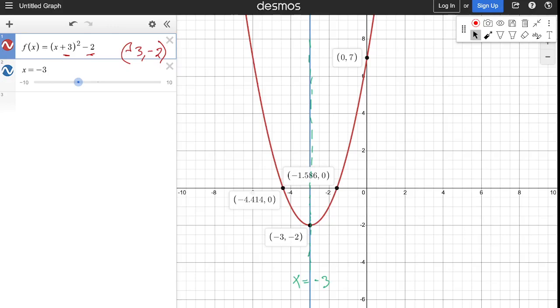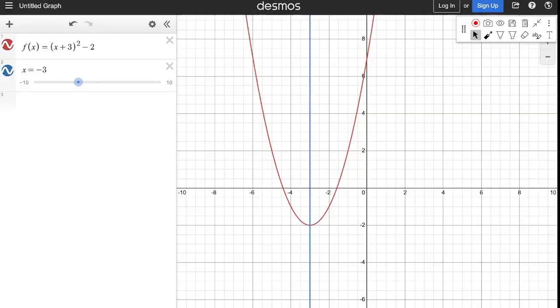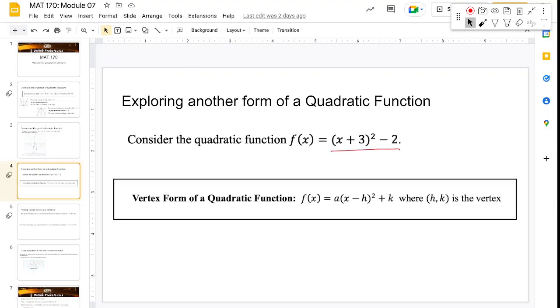So I call these four of the important points, because if we know each of these 4 points, we know a lot about this parabola. We can answer many questions, not necessarily all of the questions, but quite a few of them. Okay, so let's clear this out, and we'll go back to our presentation.